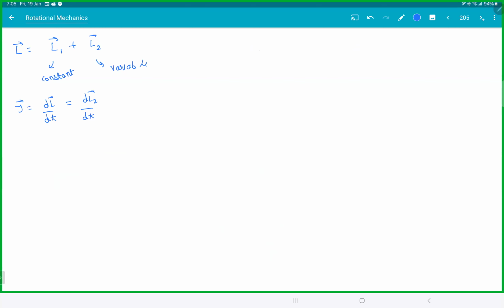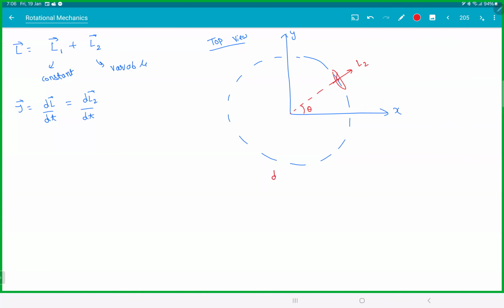See, if I show you in the top view, this is the same technique we used in the last class for the disk to find alpha. This was X. This was Y. This was the disk. So this was your L2. Let this be angle theta, and here d theta by dt is omega 1, because this whole thing is rotating with omega 1. So L2 bar will be L2 cos theta i cap plus sin theta j cap.